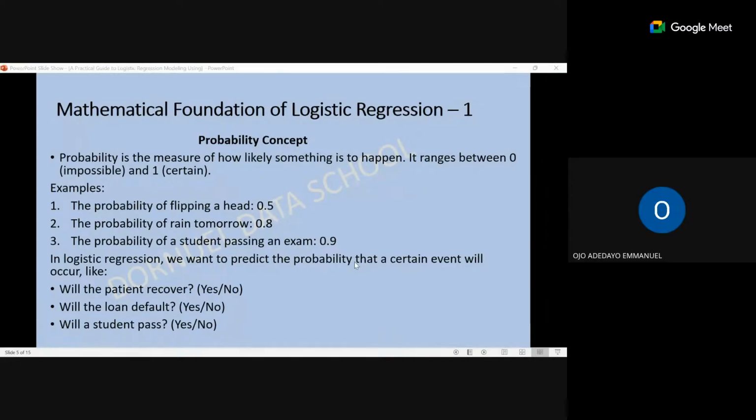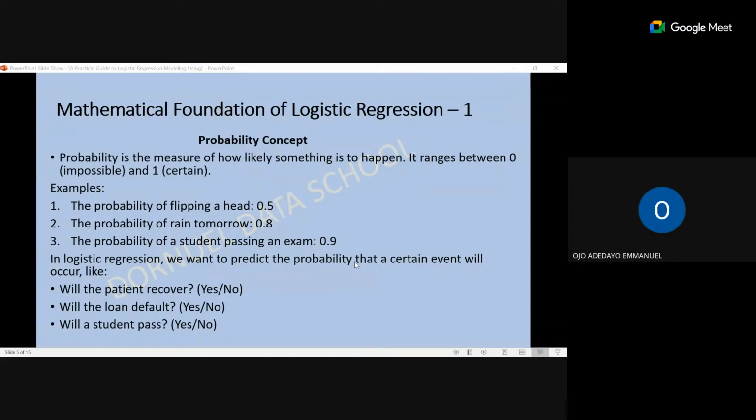If I ask you what is the probability that it is going to rain tomorrow, you can tell me that the probability that it is going to rain tomorrow is 0.8, which is 80%. That is, you have 80% assurance that it's going to rain tomorrow. If I ask you what is the probability that a particular student is going to pass this exam, you can tell me that the probability that this student is going to pass this exam is 0.9, which is the same as 90%. That is, you are 90% sure, maybe based on the preparation of that student, or based on the scores that student has had in the test, that the student is going to pass the exam. So those are the examples under probability.